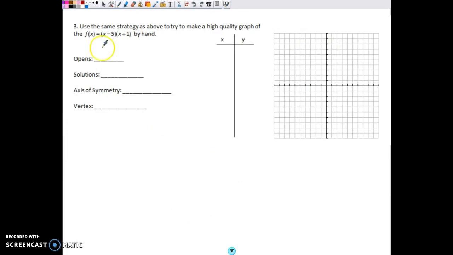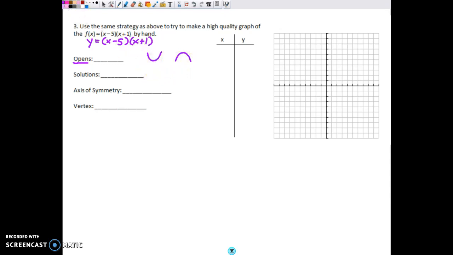So we're going to graph something here. F of x, which is the same thing as y, equals x minus 5, x plus 1. Now, the first question is, what direction will it open? Will I have it opening up, or will I have it opening downward? It'll be up like a cup or down like a frown.